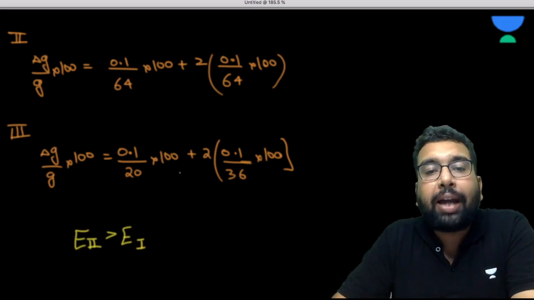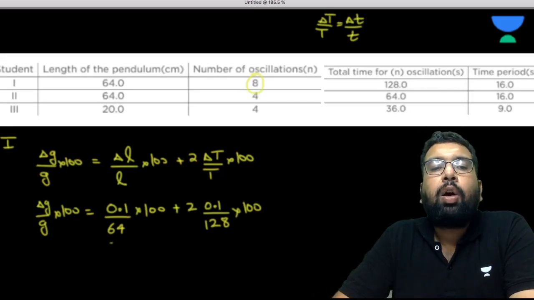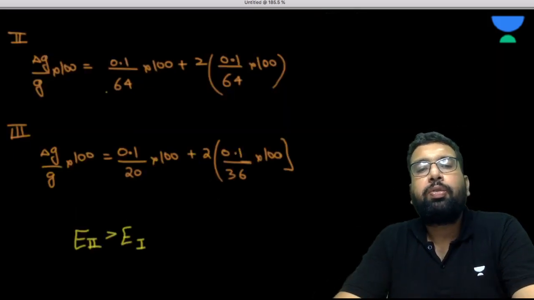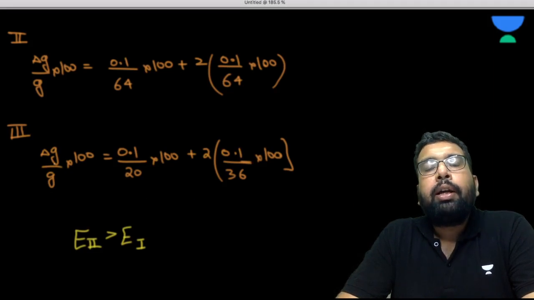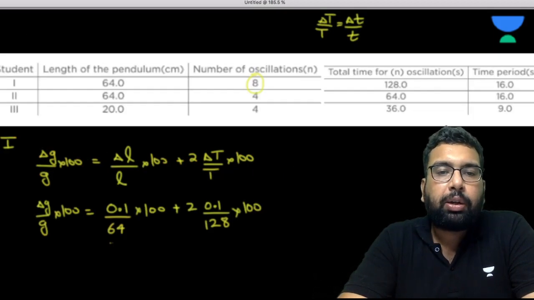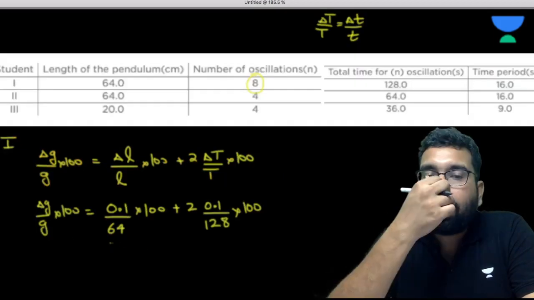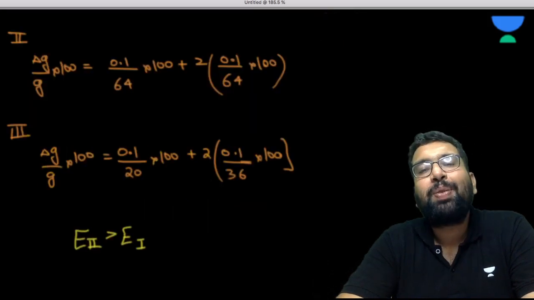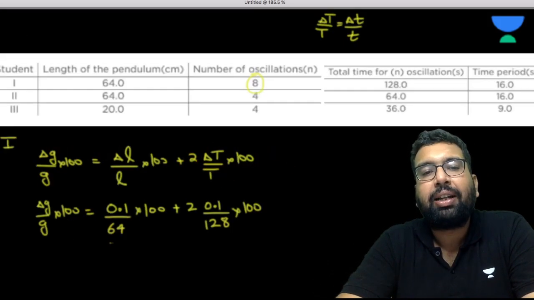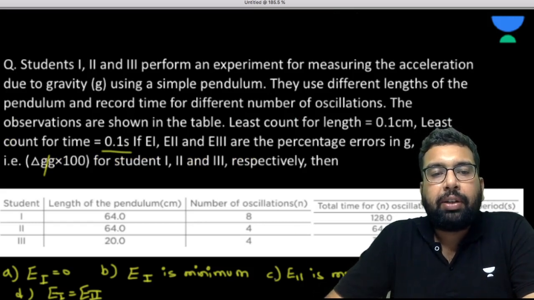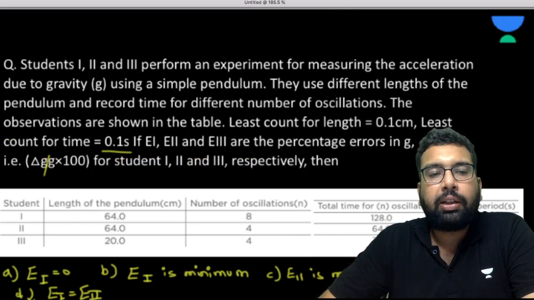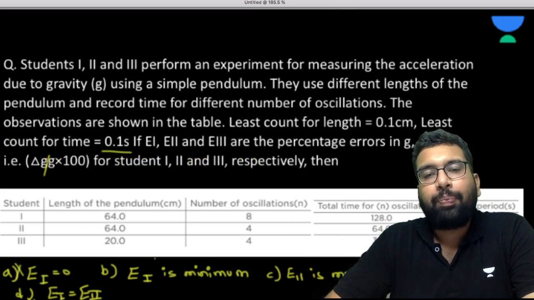How so, sir? Why so? Because this first part of E1 and E2, that is 0.1 by 64 into 100, is the same in both the error in measurement by student 1 and by student 2. Now, in the second part, it is 0.1 by 128 versus 0.1 by 64. So, definitely E2 is greater than E1. So first of all, these two are gone.